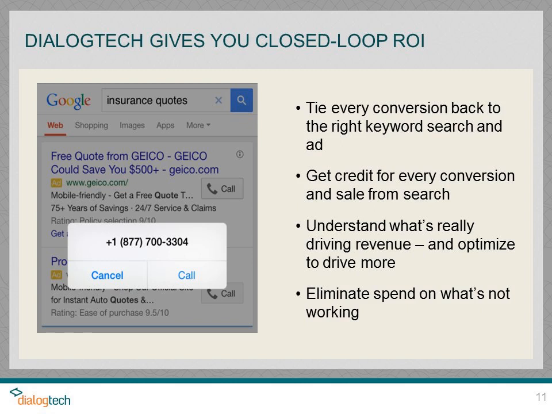The first one is that the solution enables marketers to tie every conversation from a call extension back to the right keyword search and ad. Then, this marketer can attribute and get credit for every call extension conversion and sale from search. Third, this tool provides marketers insight and better understanding into the campaigns that are actually driving revenue, and you can use that insight then to drive more sales. So the last thing you can do with this information is cut spend on campaigns that aren't working, on the ones that aren't driving calls and revenue, and use that money on the campaigns that are driving revenue.